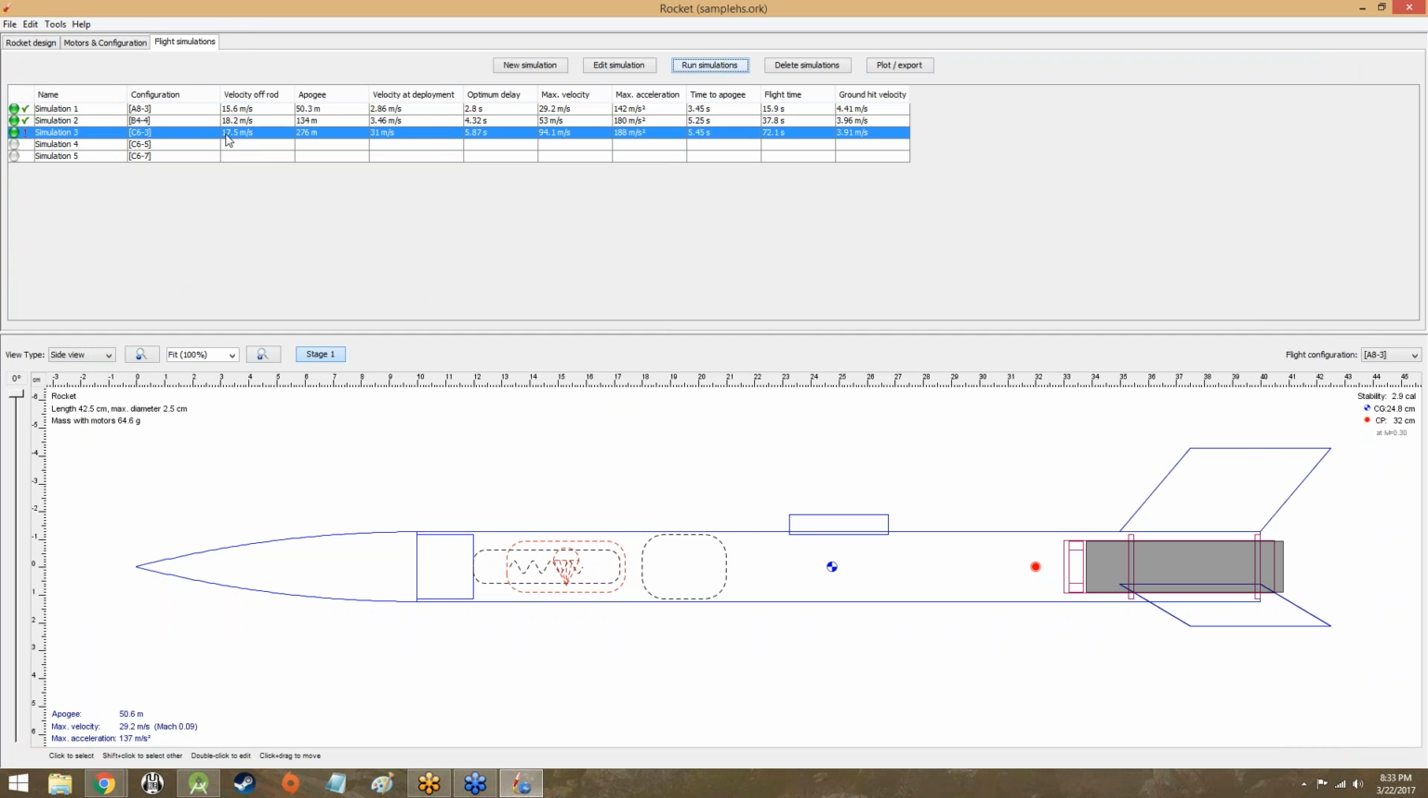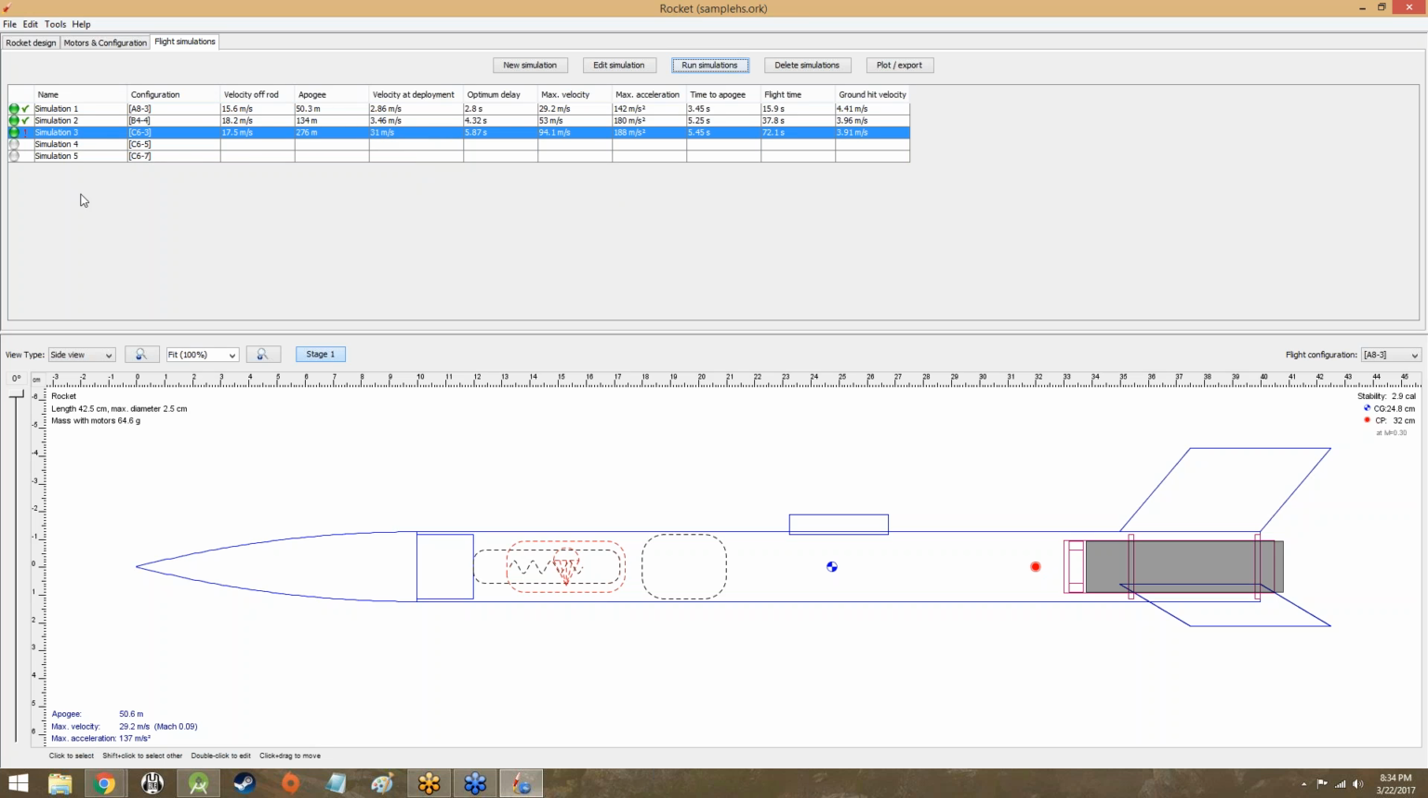So velocity off rod, 17.5 meters per second. Apogee, 276 meters. Velocity at deployment, 31 meters per second. This is widely different from the 3.46 and the 2.86 we had before. Actually, I was just about to get there. Excellent question, though. So this is what I was about to say.